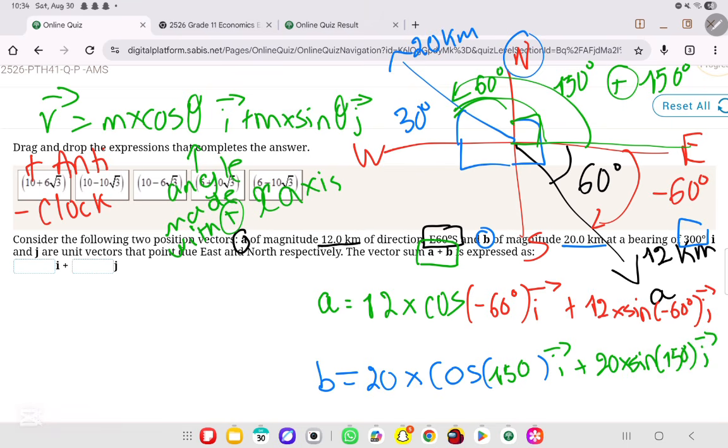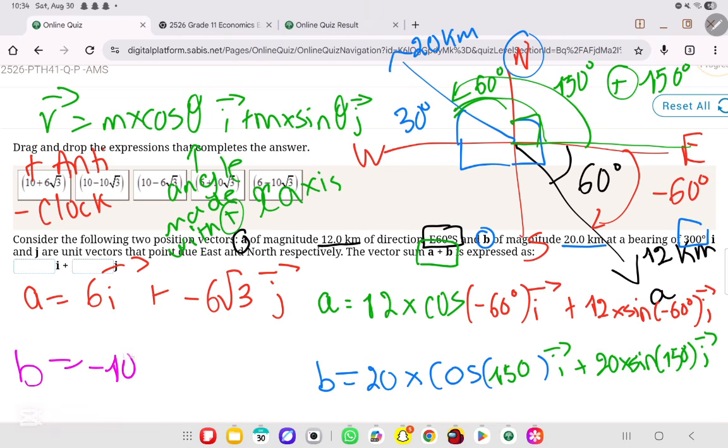Okay, now let us find A. A is equal to 12 times cosine negative 60, which is 6i, plus 12 times sine negative 60, that's going to be minus 6 radical 3 j. And then let us find B. B is 20 times cosine 150, which is minus 10 radical 3 i, plus 20 times sine 150, which is 10j.